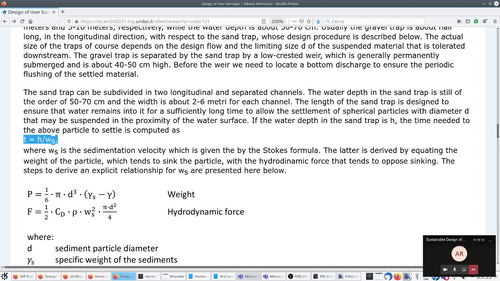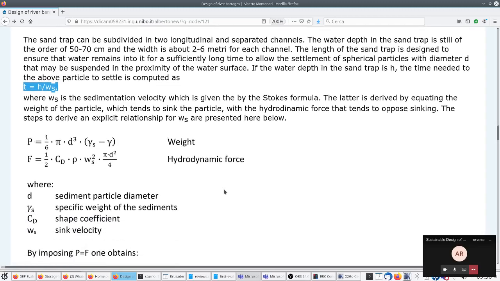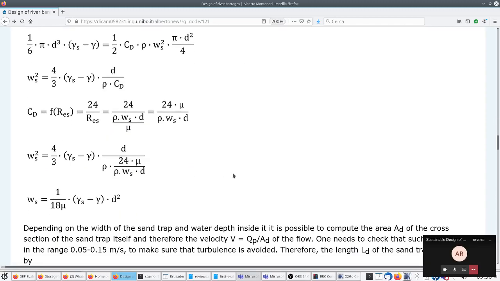Once that you know the residence time, then basing on the knowledge of the design flow into the sand trap, which is the design flow of your barrage, you need to fix the width of the sand trap. And by knowing the depth and the width, you can compute the velocity of the flow into it. So at this stage, let me make a sketch.